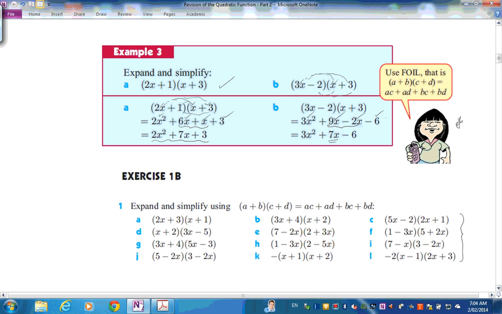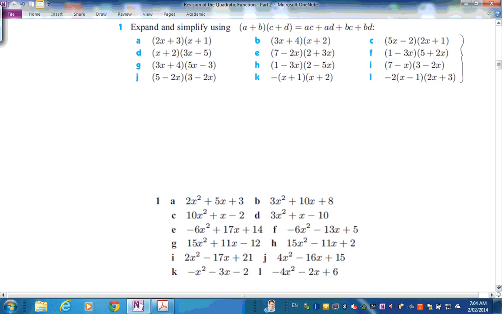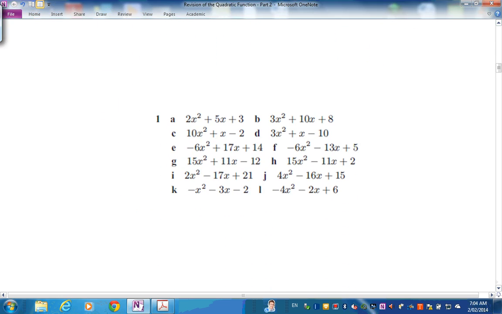Your turn. Have a go. Pause the presentation, have a go, and then toggle forward. I'll show you the answers just underneath here. So there are the answers. So you can toggle back and forward and check your work as you go. All right, let's move on.